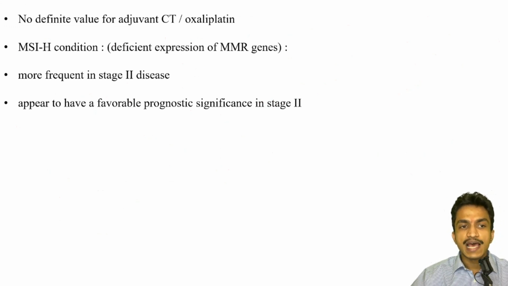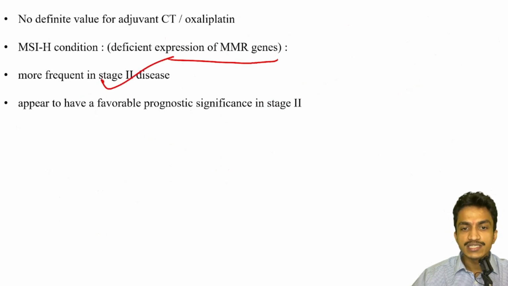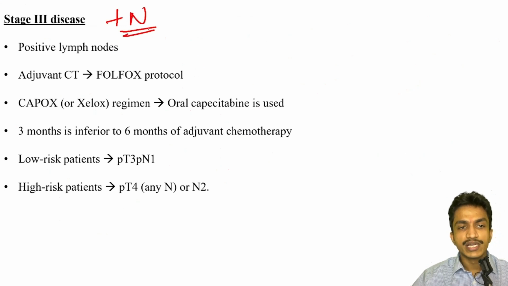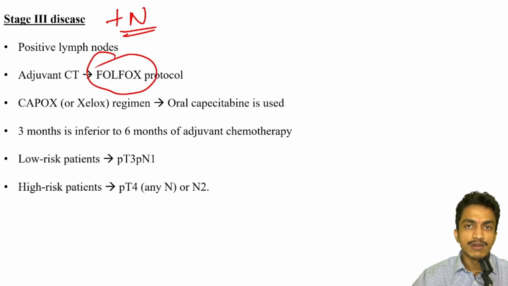Now, if the patient has an MSI-H condition, that is loss of expression of an MMR gene, usually seen in stage 2 disease, then they have a favorable prognostic significance. Now coming to stage 3, if the patient has positive lymph node disease, then we need to give adjuvant chemotherapy. We usually give FOLFOX, that is 5-fluorouracil, leucovorin, and oxaliplatin, or we can give CAPOX, the XELOX regimen, in which oral capecitabine is used.